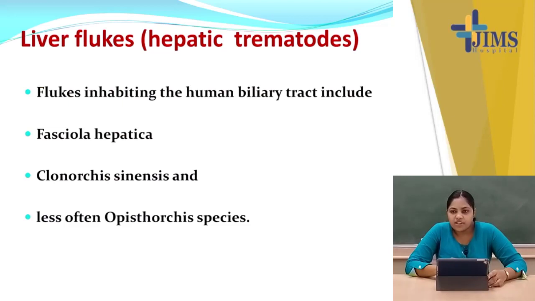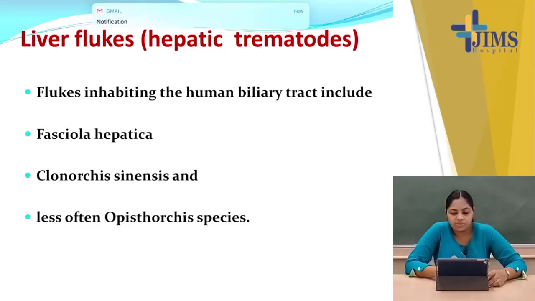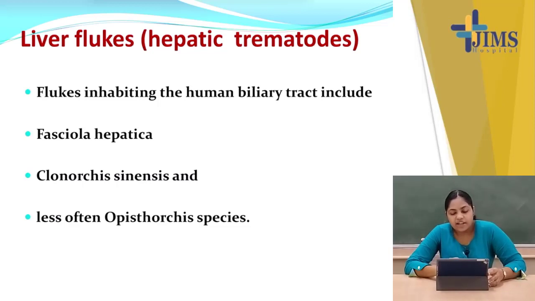Coming to the first trematode, that is liver flukes. The other scientific name is hepatic trematodes. Mainly these flukes inhabit the human biliary tract, which includes the entire hepatic system. The organisms which cause it are Fasciola hepatica, Clonorchis sinensis and Opisthorchis species. All these species infect the liver. So these are called liver flukes.